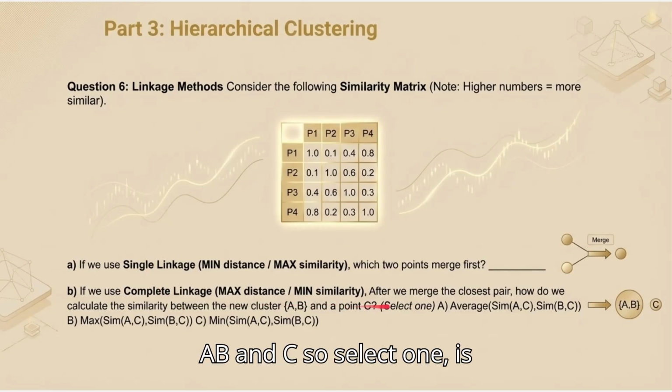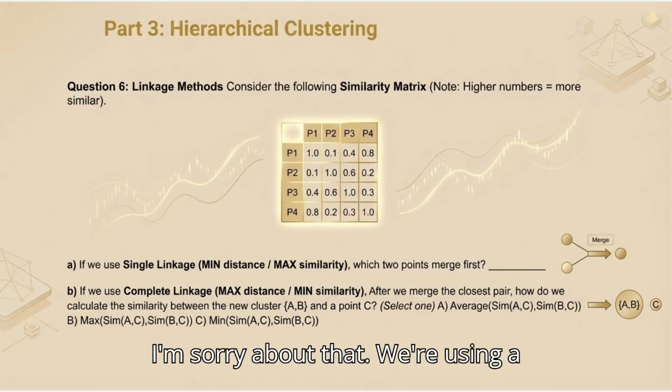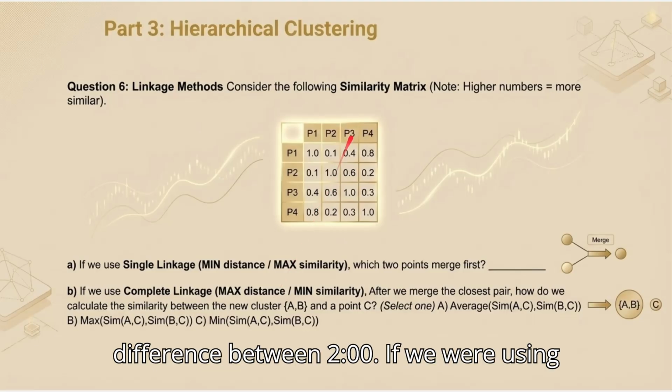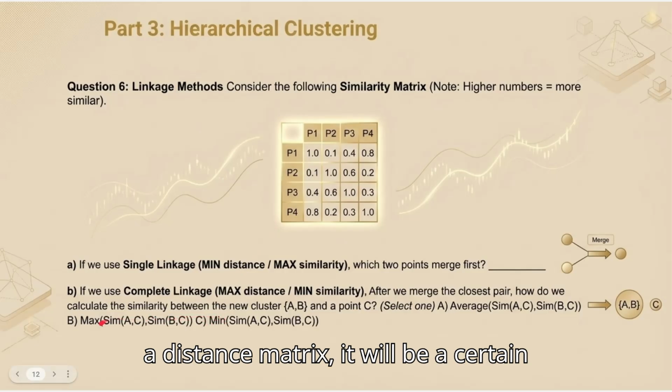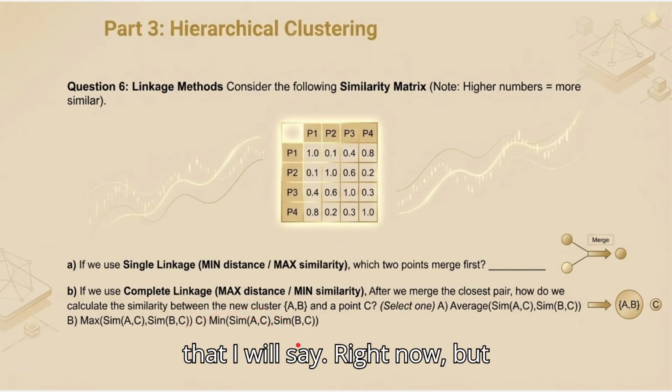A and B, and point C. So select one. Is it A, the average? I'm not going to read all of them, but is it A, B, or C? And a hint for part B, we're using a distance matrix. No, we're not using it. We're using similarity. I'm sorry about that. We're using a similarity matrix, not a distance matrix. So there's a difference between the two. If we were using a distance matrix, it would be a certain answer. But since we're using a similarity matrix, it's a certain answer that I won't say right now, but I will now.